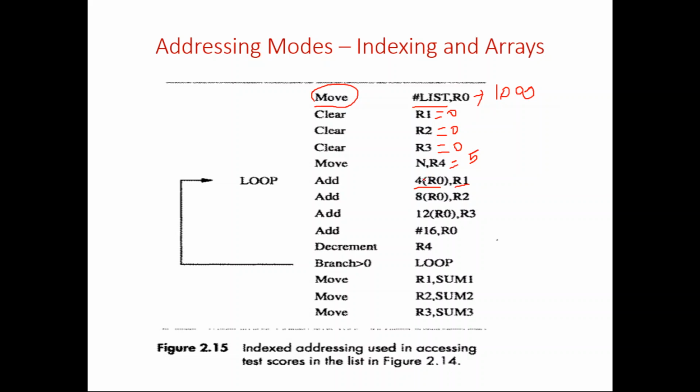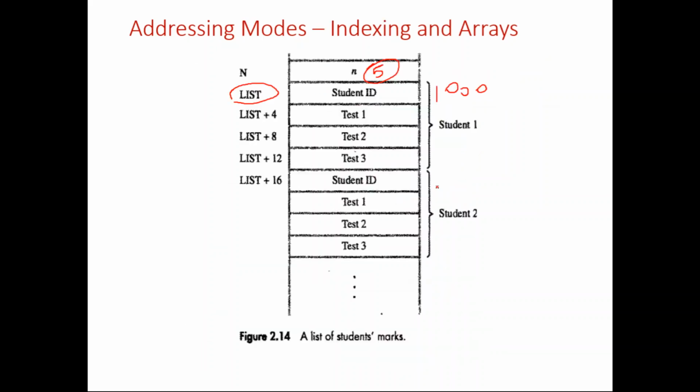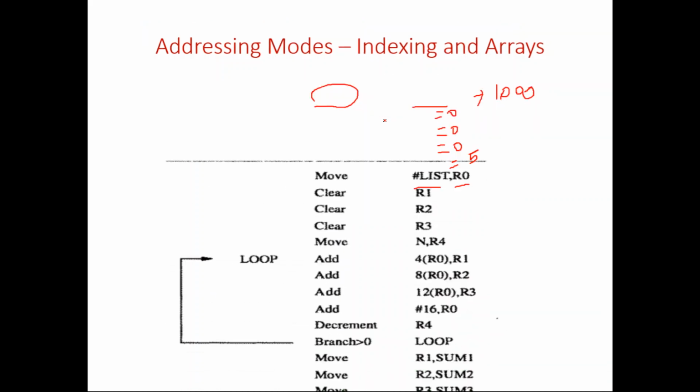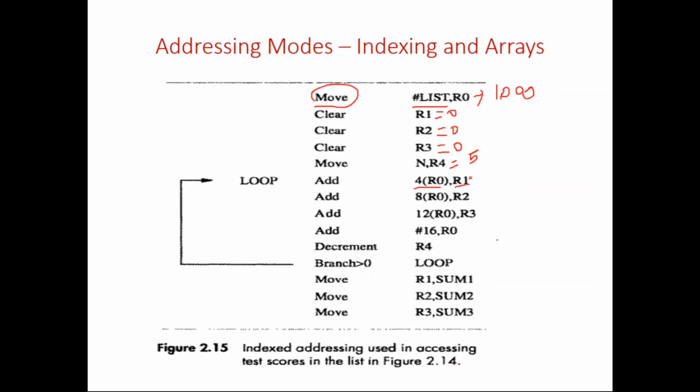1000 is added with 4. 1000 plus 4 is 1004. So the value at 1004 is nothing but the test 1 score. Say if the test 1 score is 89, then that will now be kept in R1. R1 will contain 89, which is the test 1 score of the first student.